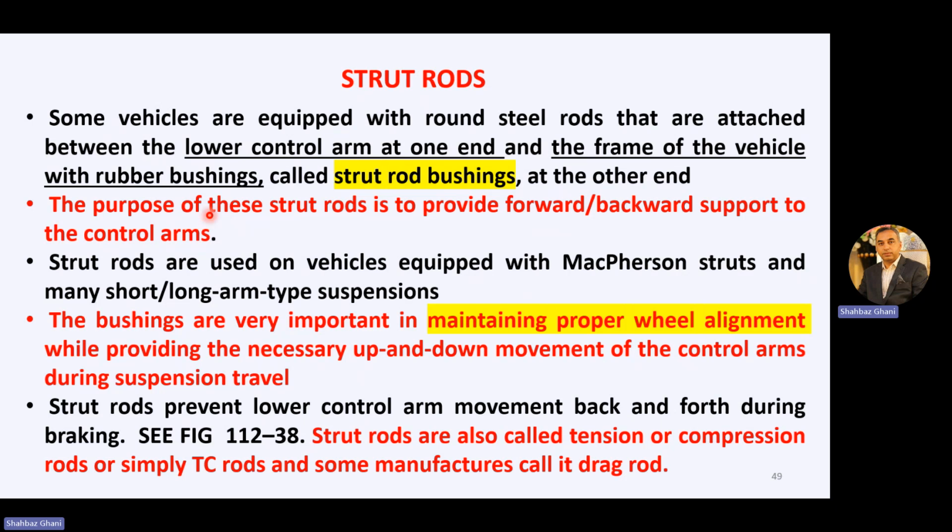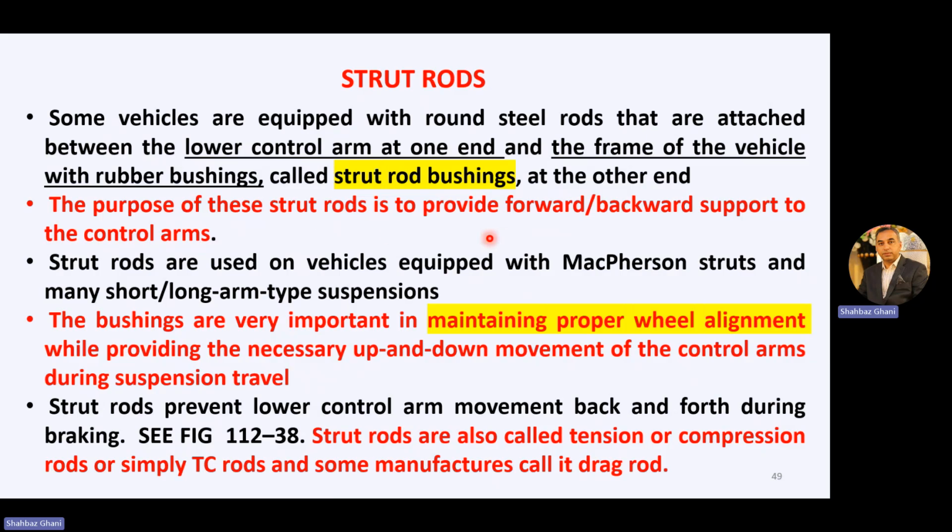So the rubber bushing which we use with the strut rod at the lower control arm and at the frame is very important for proper wheel alignment, because it provides the necessary up and down movement of the control arm during suspension travel. Strut rod prevents lower control arm movement back and forth during braking. Strut rods are also called tension or compression rods, or simply TC rods, and some manufacturers call it a drag rod.